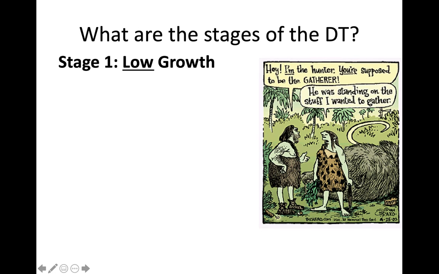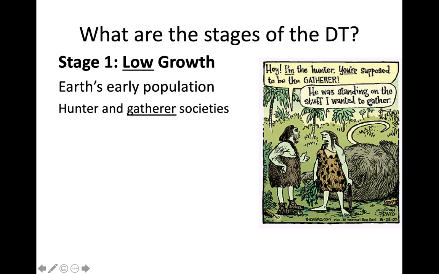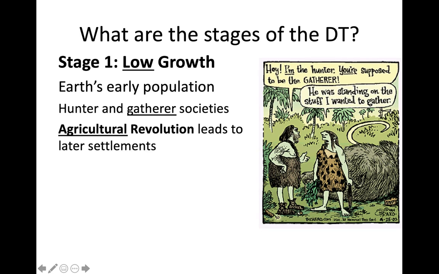The first stage is a period of low growth. This was Earth's early population, where society was based on hunters and gatherers. People traveled all over and followed their food sources. The agricultural revolution leads to a population growth in larger settlements.